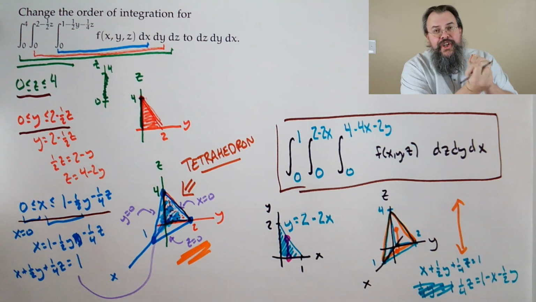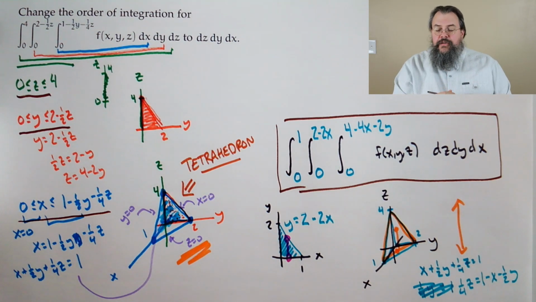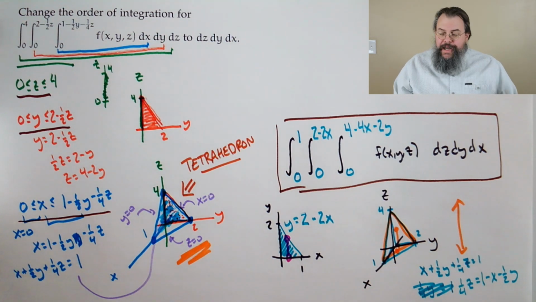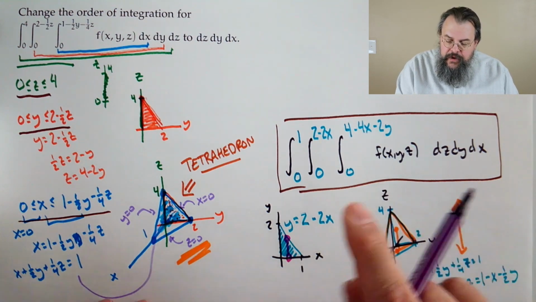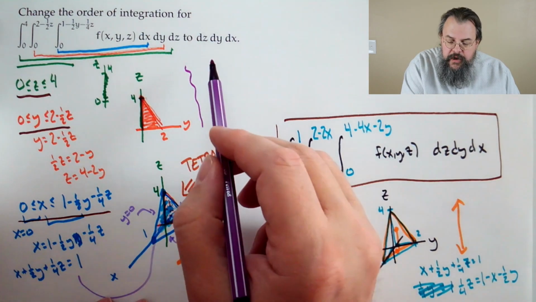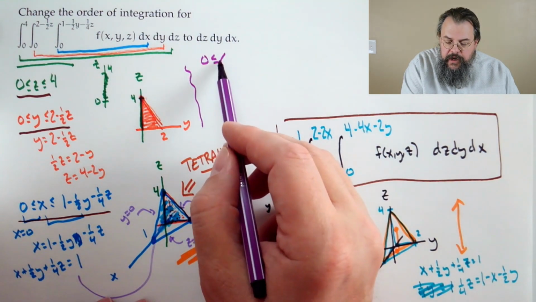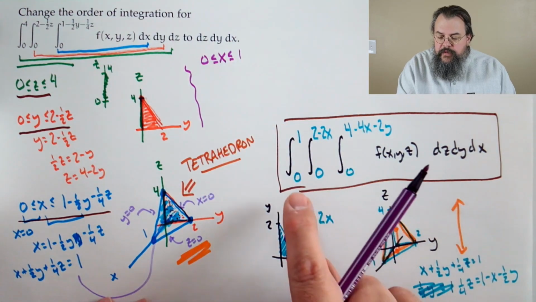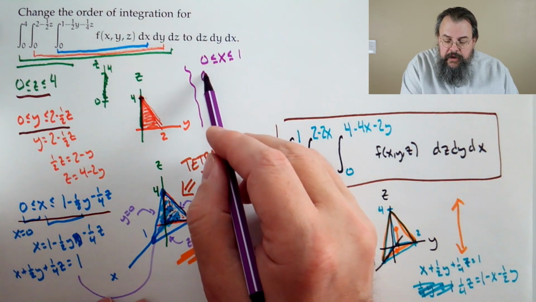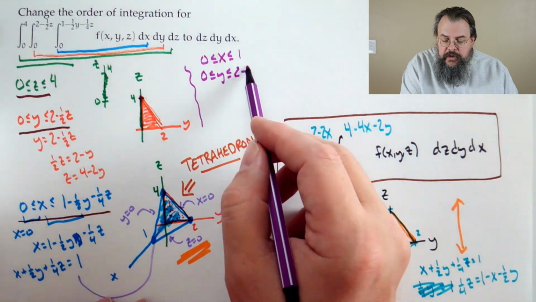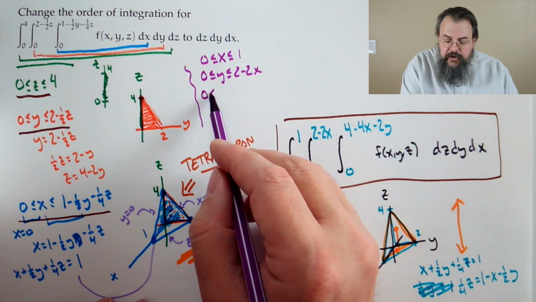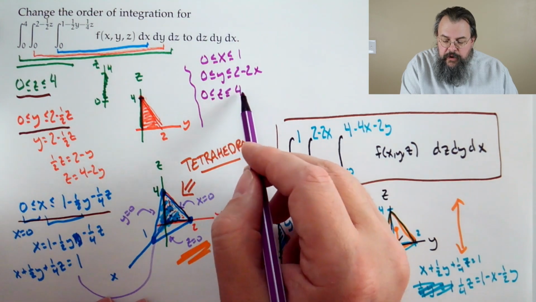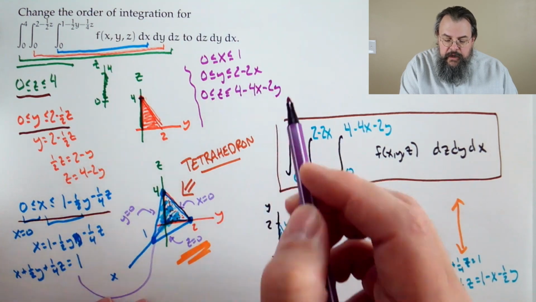And what changing the order of integration has done says, oh, by the way, we could also have done it as the following. Equivalently, this same region is described by saying that x goes from 0 to 1, that y goes from 0 to 2 minus 2x, that's the next layer, and that z goes from 0 up to 4 minus 4x minus 2y.